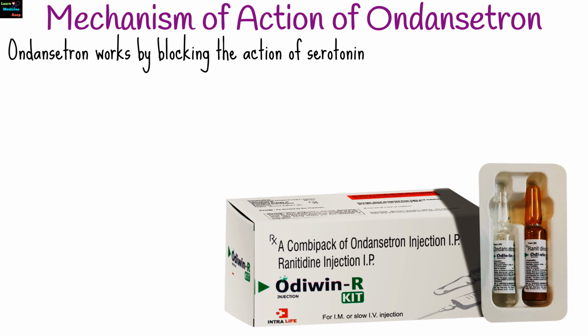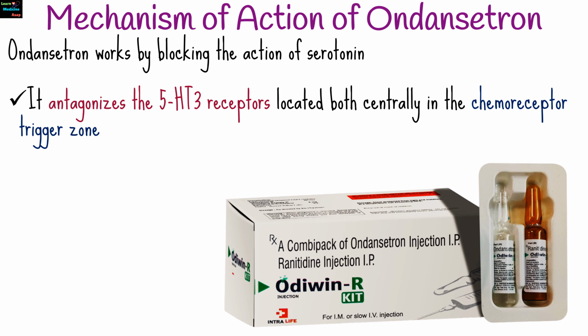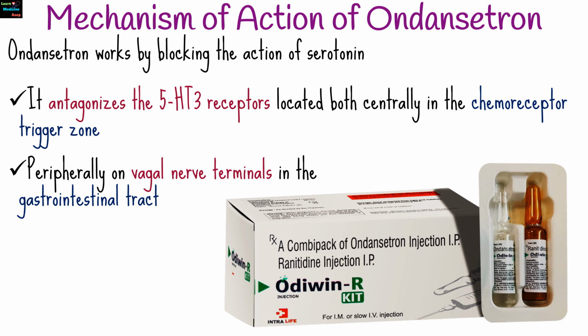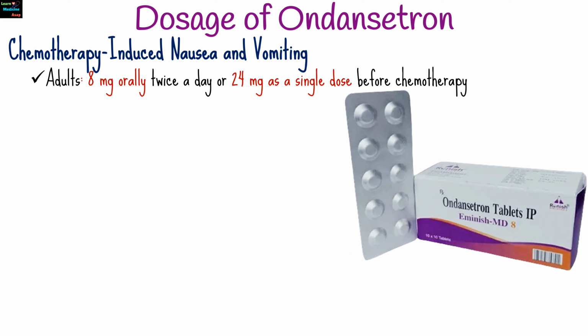Ondansetron works by blocking the action of serotonin, a natural substance that may cause nausea and vomiting. Specifically, it antagonizes the 5-HT3 receptors located both centrally in the chemoreceptor trigger zone and peripherally on vagal nerve terminals and the gastrointestinal tract. The dosage of ondansetron varies depending on the type and severity of the condition being treated.